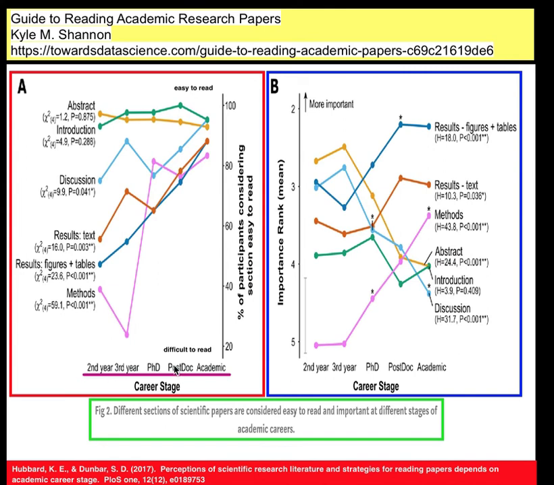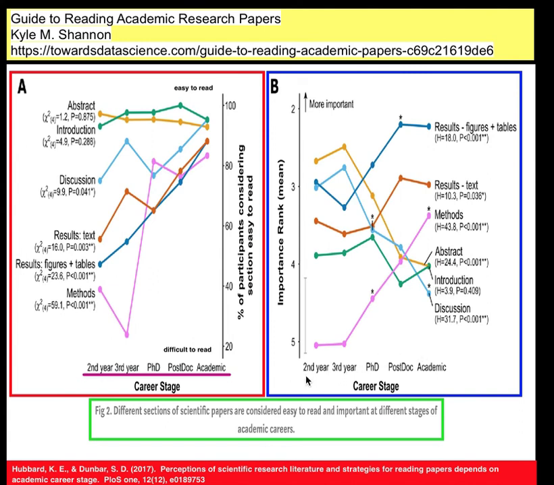So as people progress in their doctoral program, they get their PhD, they become postdocs, they become professors, almost all parts of the research article, the perception is that it's easy to read. So that's the information sort of we get out of that side. Now, what did you think about this side?